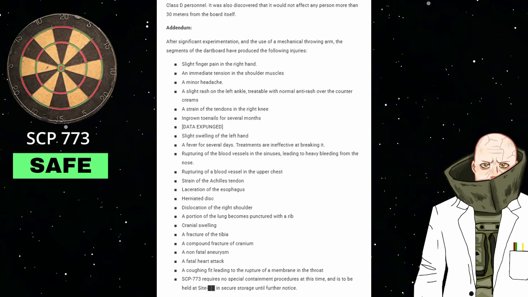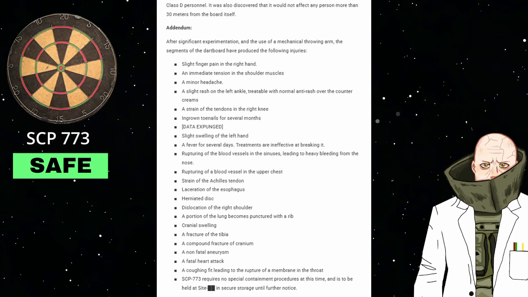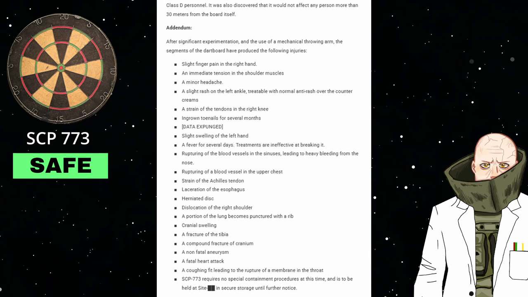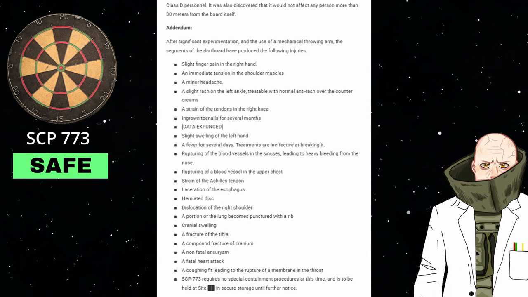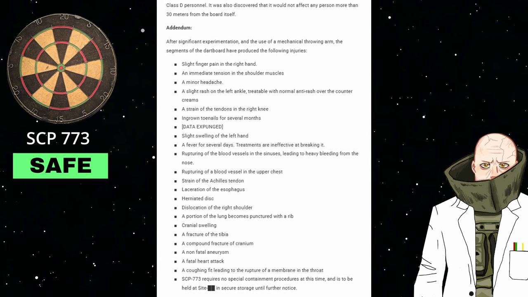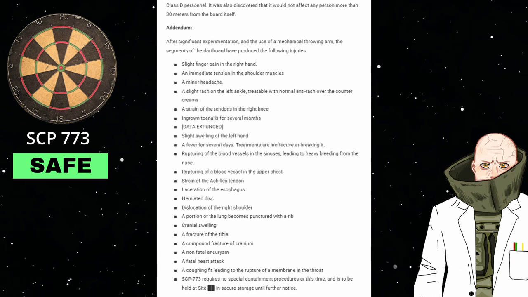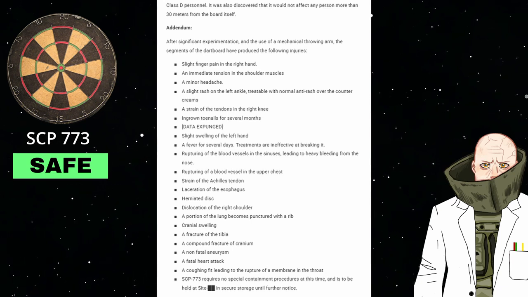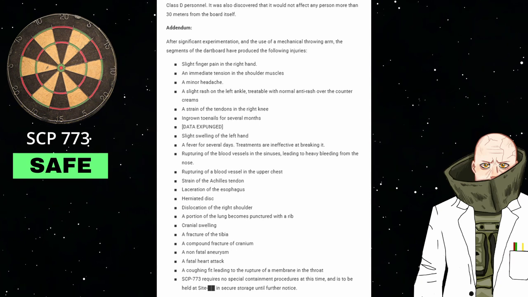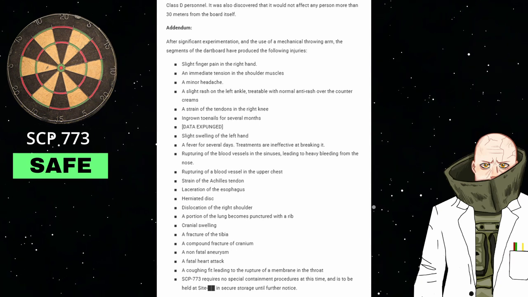rupturing of a blood vessel in the upper chest, strain of the Achilles tendon, laceration of the esophagus, herniated disc, dislocation of the right shoulder, a portion of the lung becomes punctured with a rib, cranial swelling, a fracture of the tibia, a compound fracture of the cranium, a non-fatal aneurysm, a fatal heart attack, a coughing fit leading to the rupture of membrane in the throat.